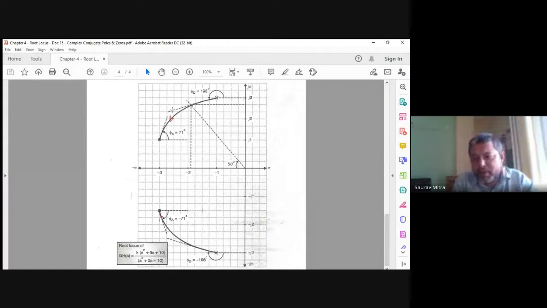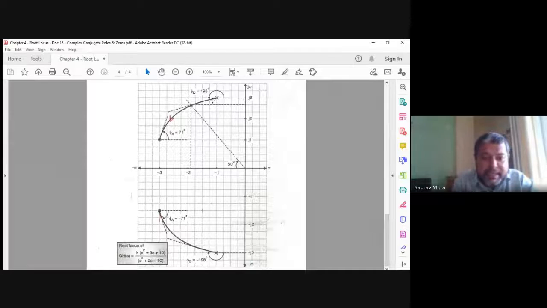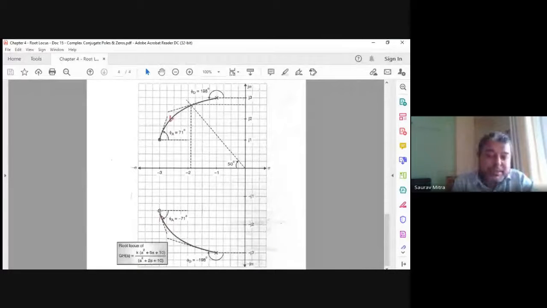Same thing below. The angle of departure will be confined with minus 198 degree, that is above this line, and the angle of arrival will be on the right side of the minus 71 degree line. So this is minus 71 degree like this, and this is minus 198 degree like this. So the root locus will be confined between minus 198 degree from the pole up to minus 71 degree to the zero. Okay, these are the only details you have to find here.